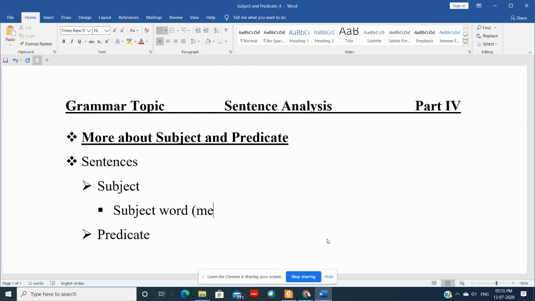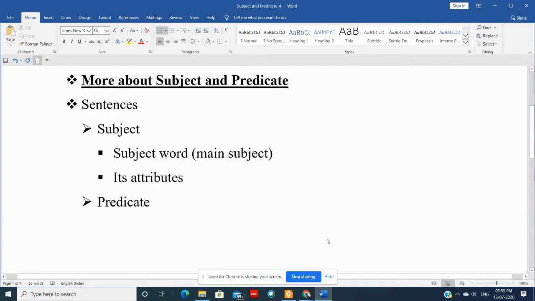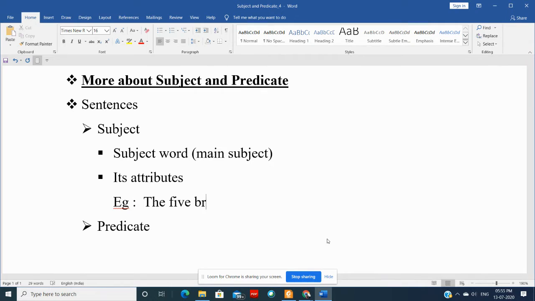a subject word, which we can call the main subject in simple words, and its attribute. Okay, it means the subject's attributes are something extra. So for example, if I give you an example here, like the five brothers live together in the jungle.